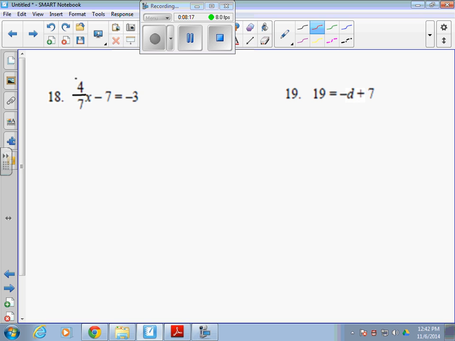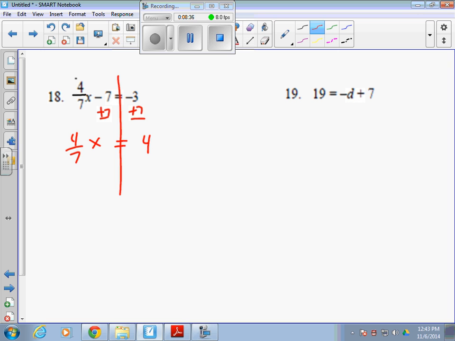Number 18, we're solving for this one. Undo, again, you're trying to get x by itself. Undo minus 7 by adding 7. Add it here. Negative 3 plus 7 is positive 4. Equals, we have 4 over 7 times x.